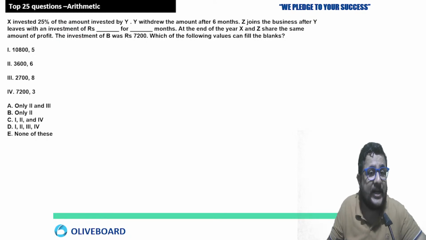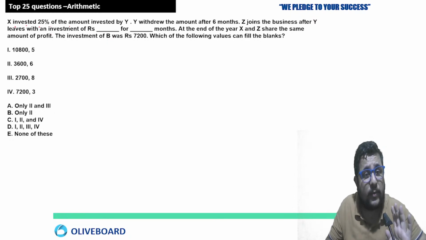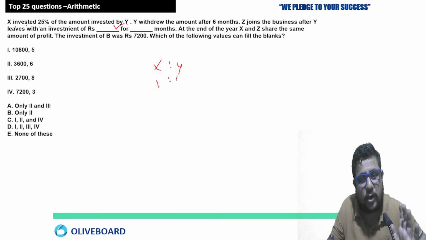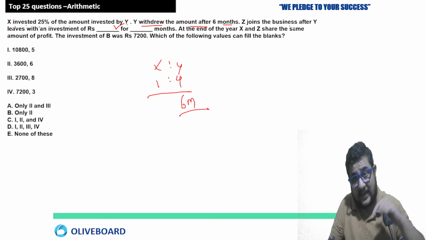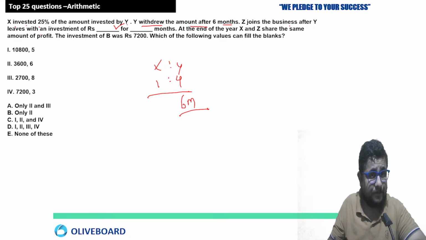So first we are completing the questions from arithmetic based on what? Filler based questions are most common in the exam. X invested 25% of the amount invested by Y. So their ratio is going to be what? X ratio Y is going to be 1/4, ratio 4. Y withdraws the amount after 6 months. So Y's time is only 6 months. Then Z joins the business after Y leaves with an investment of rupees dash for dash months.